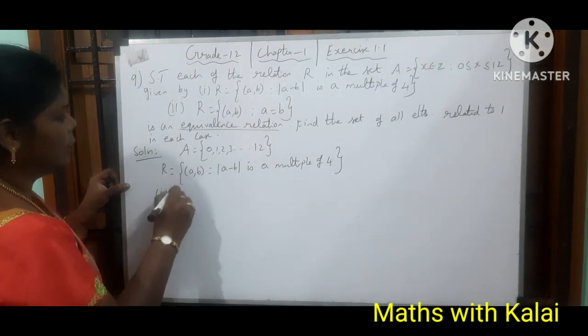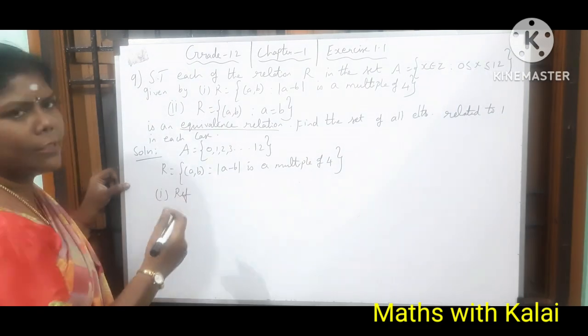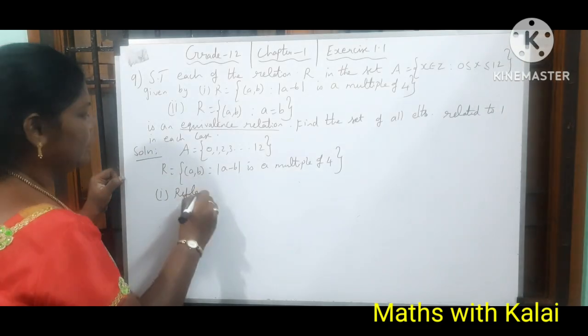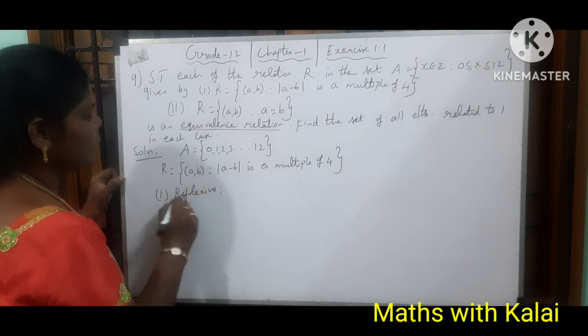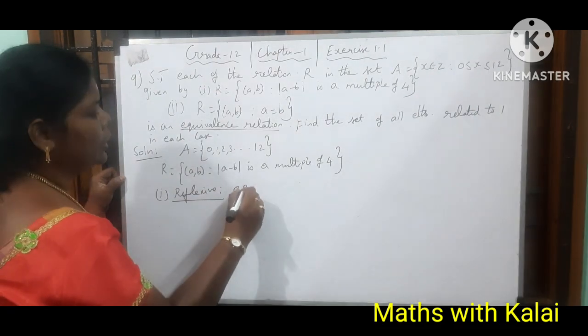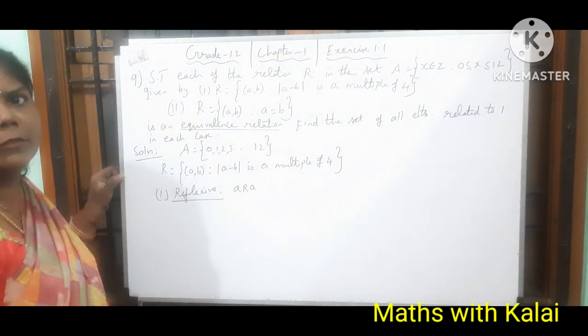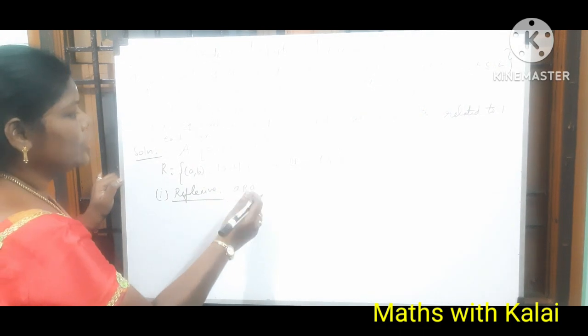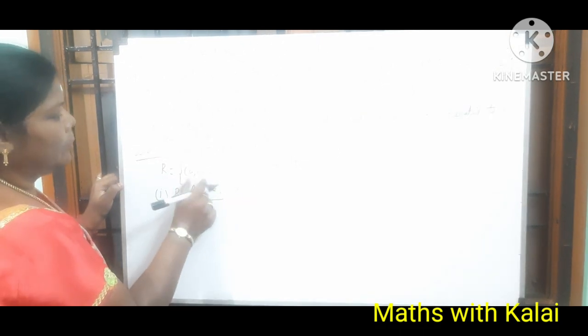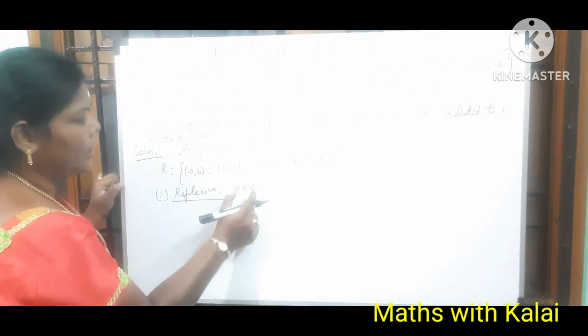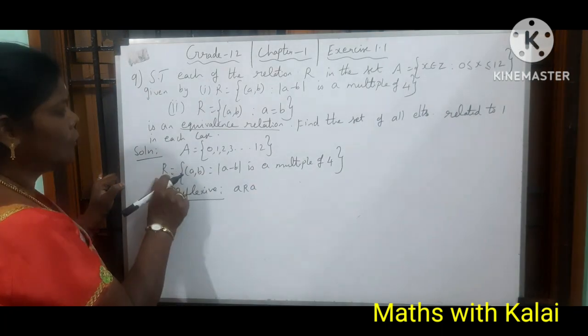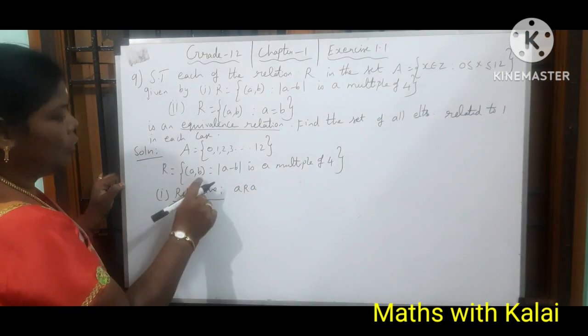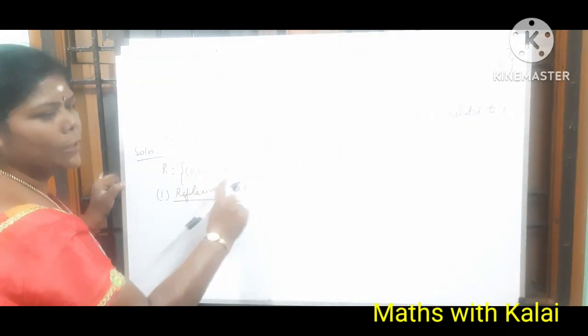So an equivalence relation needs reflexive, symmetric, and transitive. All three must be satisfied. Reflexive: the definition is that one element should relate to the same element. This is the definition of reflexive. So an element should relate to the same element. That means the pair (a, a) should be an element of R. The ordered pair (a, a) should satisfy these conditions.